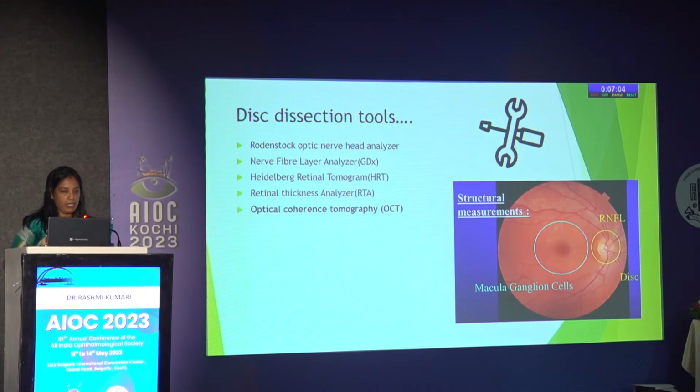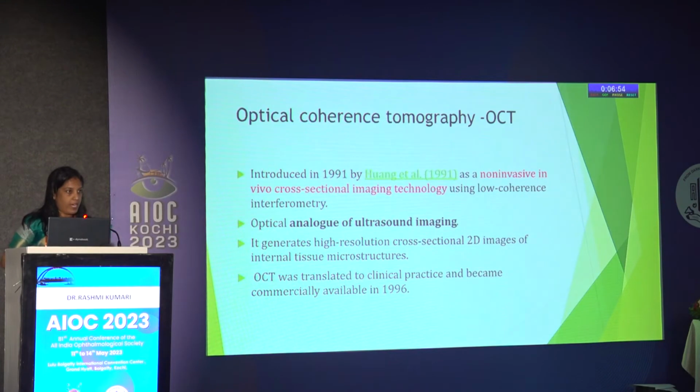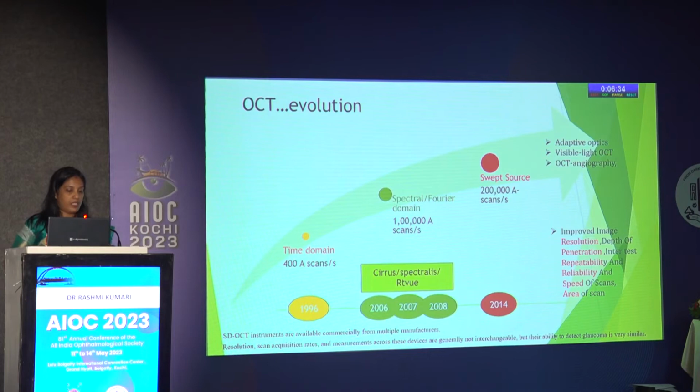For disc imaging, we have a number of tools, but the most common tool being used worldwide is optical coherence tomography. Optical coherence tomography, as has been explained by my previous speaker, is a non-invasive in vivo cross-sectional imaging technology and is the analog of ultrasound imaging. It generates high resolution cross-sectional 2D and now even 3D images of internal tissue microstructures, and has seen evolution since its inception in 1991 and its introduction in 1996 to the current state.